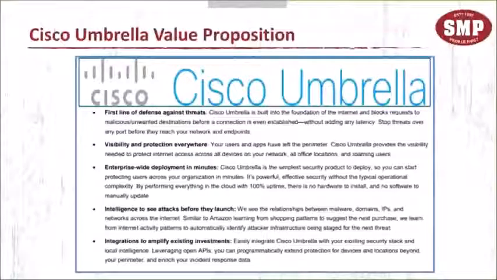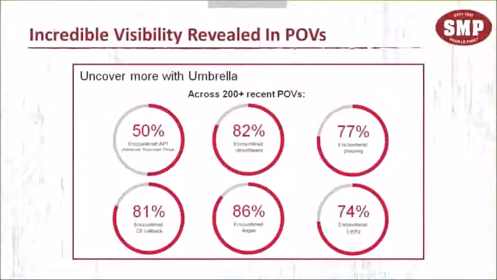We're also going to cover today the integrations that amplify Umbrella in your existing investment. So this is talking about bringing intelligence from Cisco Threat Grid or external threat feeds into the Umbrella solution. So not only are we getting attacks thwarted by information available to Cisco Talos, but we're also bringing in additional threat streams to prevent attacks.